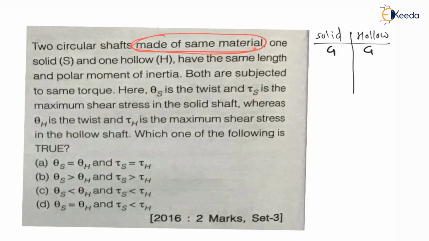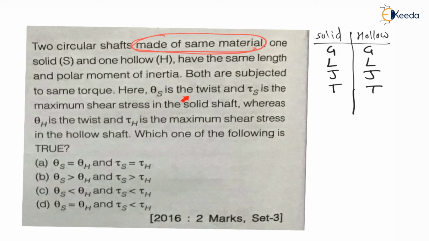Then one solid and one hollow have the same length and polar moment of inertia. Now for both shafts, length is same as well as polar moment of inertia. J is same. Both are subjected to same torque. Again, torque acting on both shafts is same.